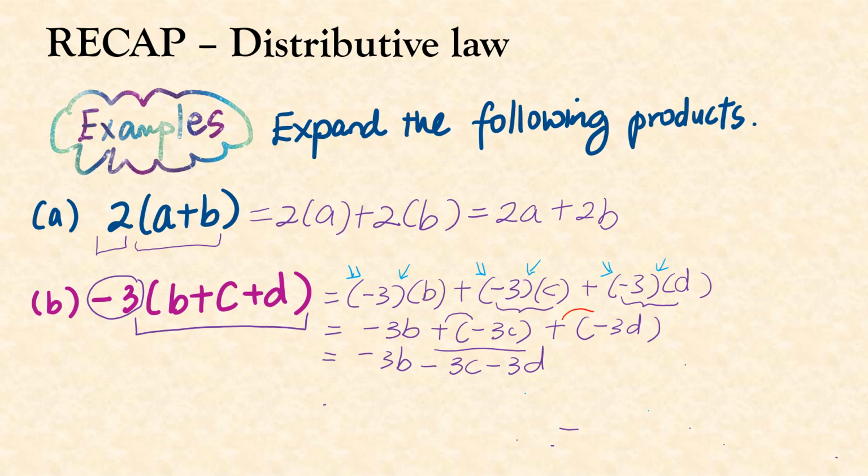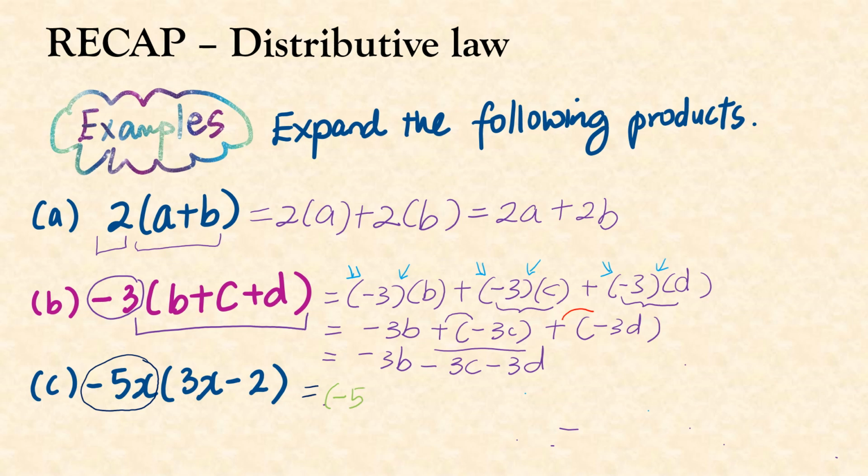Let's do another example. Let's apply the same steps that we have done just now. This is negative 5x. When we're dealing with a negative number, what do we need to do? Yes, we need to bracket it. So that will give us bracket negative 5x, close the bracket, distribute it to 3x, plus, again, bracket negative 5x, distribute it to negative 2.